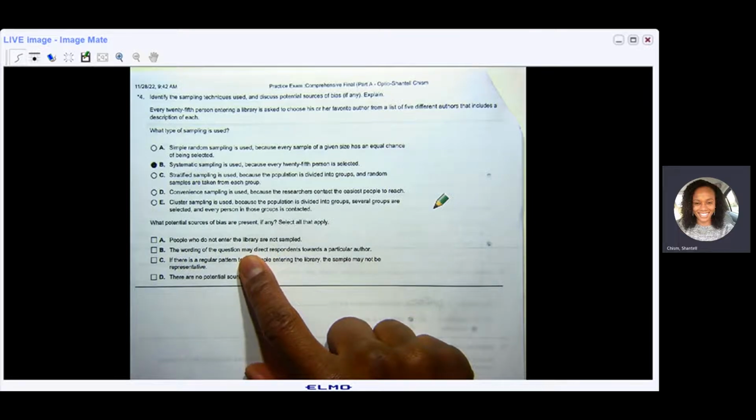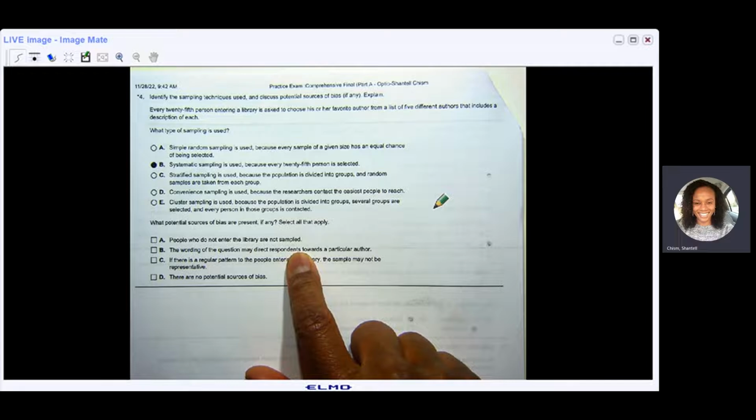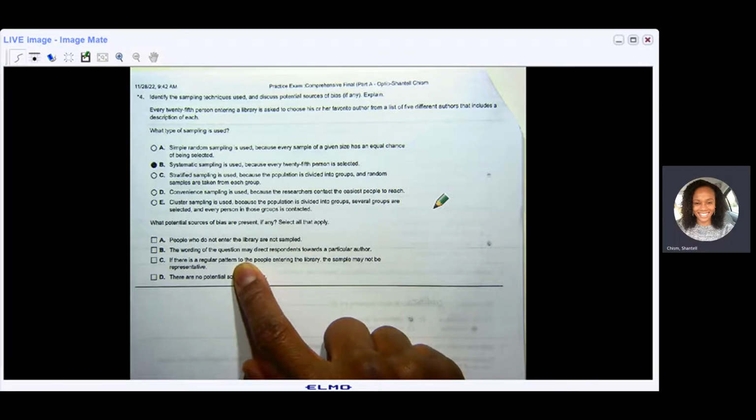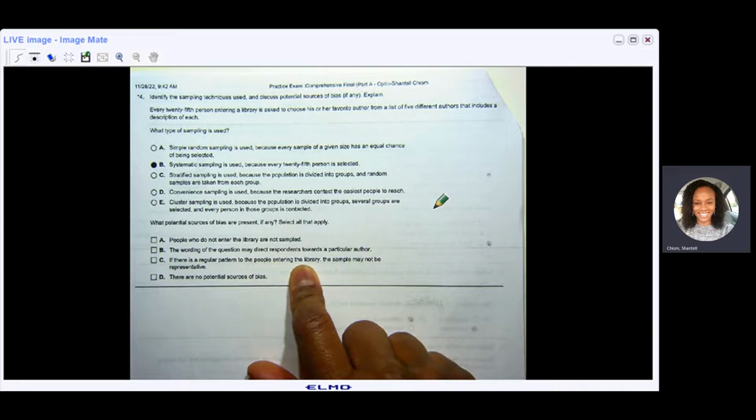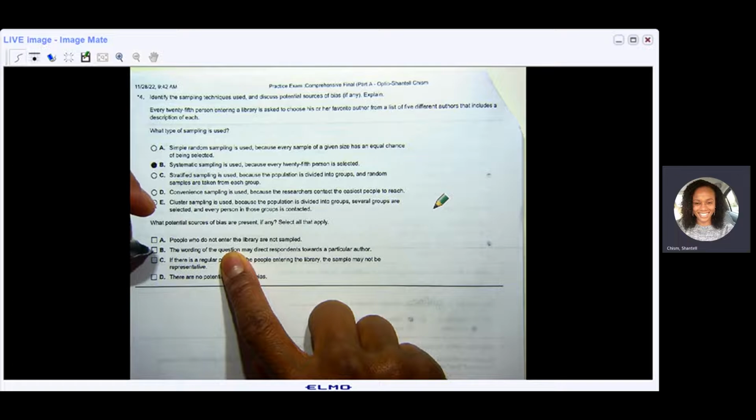Part B, the wording of the question may direct respondents toward a particular author. That is true. That could be the case. You could have potential sources of bias depending upon how you pose the question. So you do have to be careful with giving a survey or a poll and it's an open-ended question. You want to ensure that your question is not leading. Okay. The third one, if there is a regular pattern to the people entering the library, the sample may not be representative. Now that is true. So yes, you could have issues with the wording of the question. That could kind of lead your participants. You don't want to lead them towards a particular author.